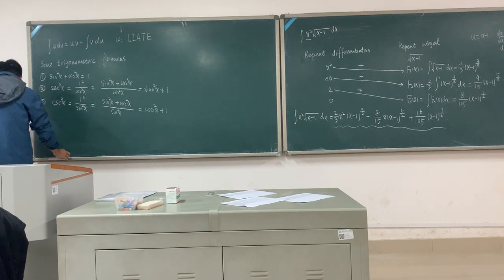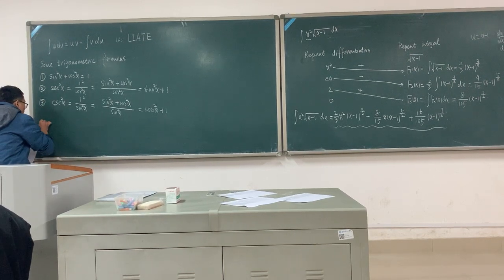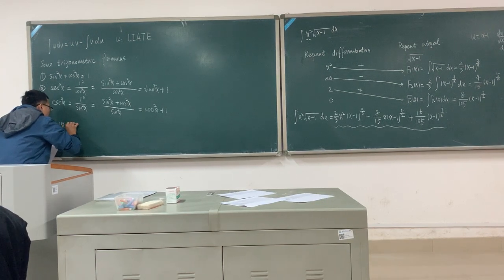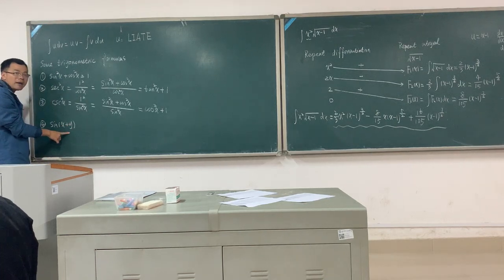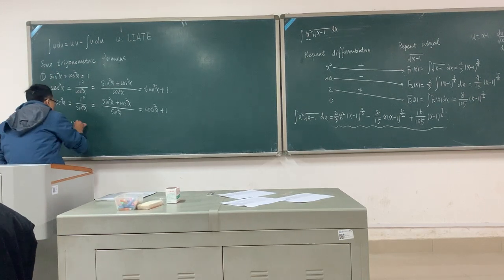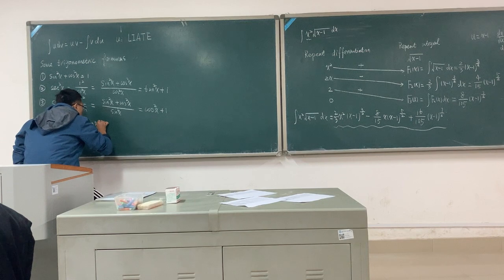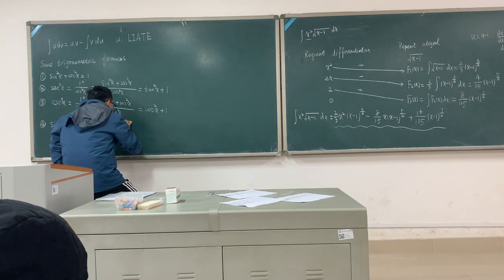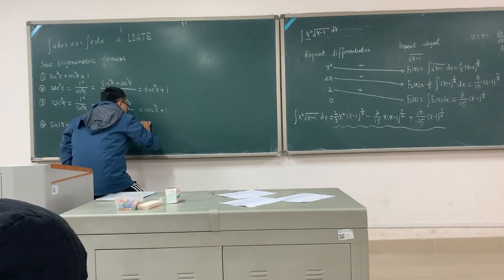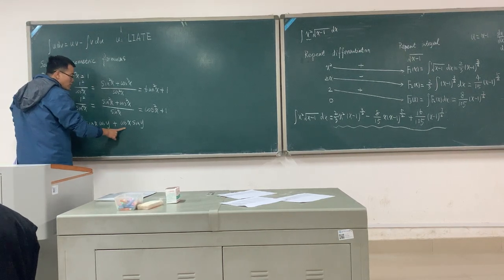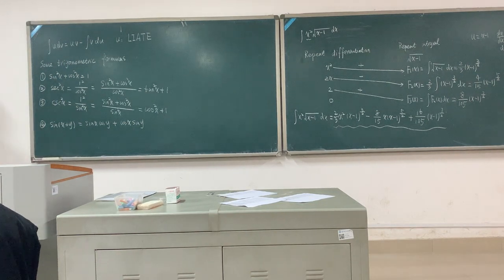And now, the fourth formula actually is, we have sine of x plus y, okay? Sine of x plus y, this equals what? This equals sine x times cosine y plus cosine x times sine y, yeah? Sine x cosine y plus cosine x sine y, okay? So this is number 4.